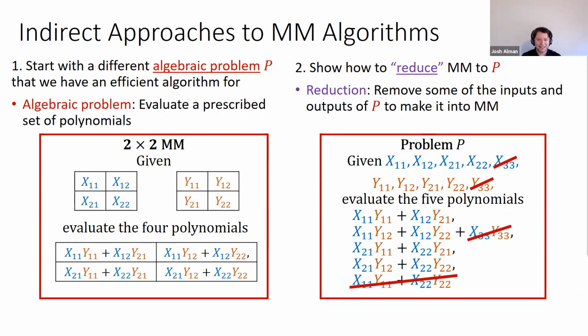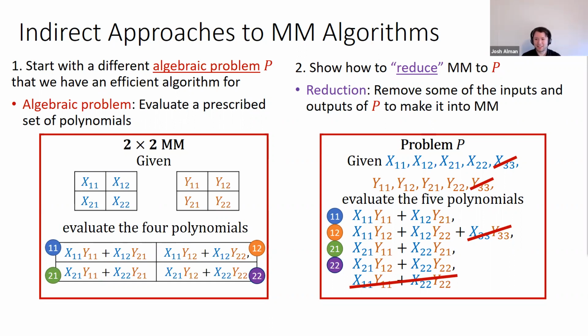Once we've done that, you can see here I've actually turned my problem P into 2x2 matrix multiplication. You can see this first polynomial is the top left entry, and the second one's the top right entry, and so on. So by doing this simple reduction where I just removed some inputs and outputs, I turned this problem into matrix multiplication. And if we had a fast algorithm for solving P, then it would give us a fast algorithm for matrix multiplication. But this is just a toy example.